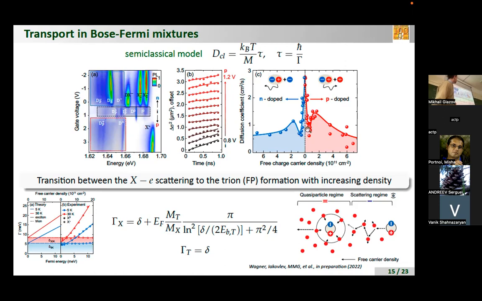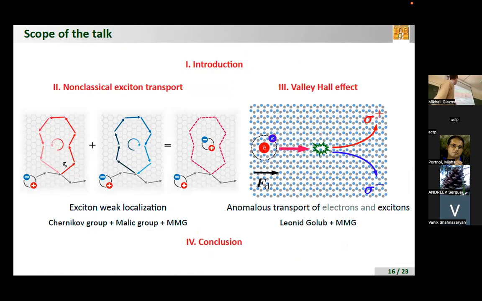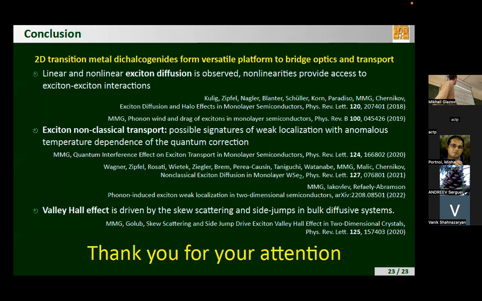At some point you switch from excitons to trions, and then the diffusion coefficient even increases, and then it weakly decreases because there are effects which are beyond this model. So you can see very clear signatures of the change of regime of propagation, say from the scattering regime to the quasi-particle regime in this Bose-Fermi mixture. And basically that's all. I probably skip all this.